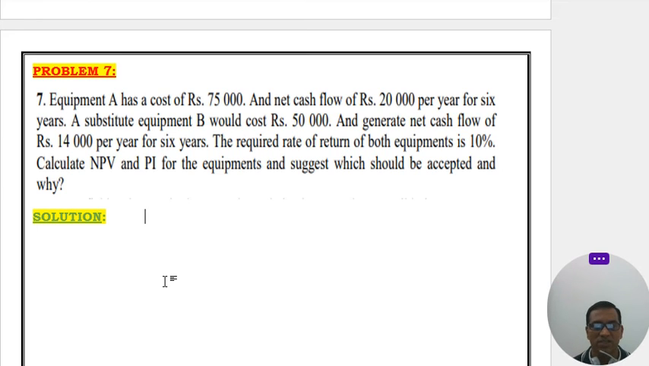Equipment A has a cost of 75,000 and net cash flow of 20,000 per year for 6 years. A substitute equipment B would cost 50,000 and generate net cash flow of 14,000 per year for 6 years. The required rate of return of both the equipments is 10%. Calculate NPV and PI for the equipment, suggest which should be accepted and why. So this is another examination problem. Two equipments are there. For two equipments, you have to calculate NPV and PI and check which is accepted, which is rejected and why.